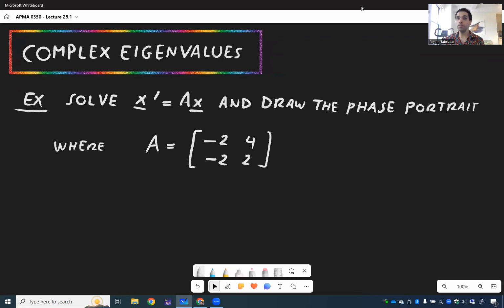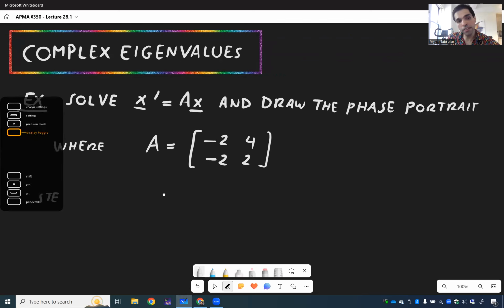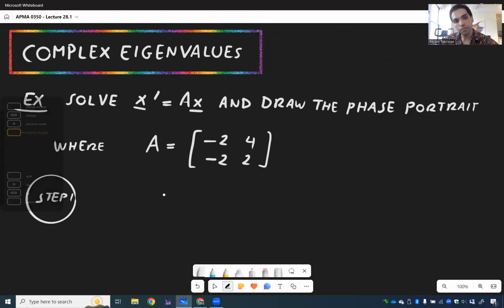All right, today we will solve systems where the eigenvalues are complex, just like for second order ODEs. In particular, let's solve x prime equals Ax and draw the phase portrait where A is the matrix [-2, 4; -2, 2]. And as usual, the first step is to find the eigenvalues.